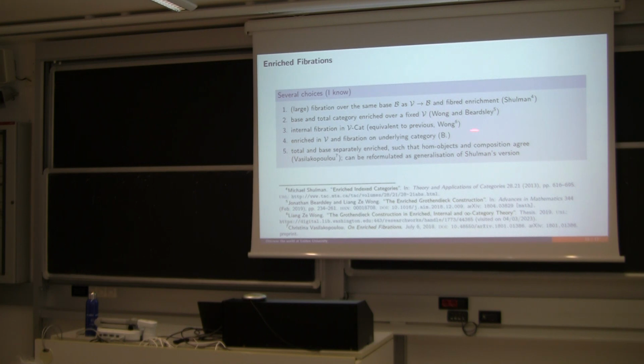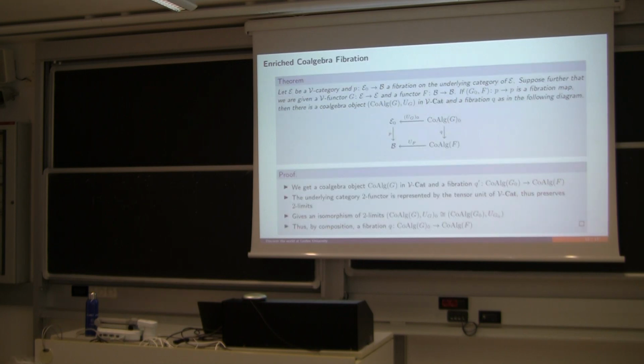But I added my own one here, and the reason is that it actually gives you a nice theory. That's the last thing I will tell you about here, and that's where we use this universal property of coalgebra objects. So if you have a V-category G, enriched over V, you have an endofunctor on it, and then you have a fibration on its underlying category, right? So the fibration doesn't induce the enrichment directly.